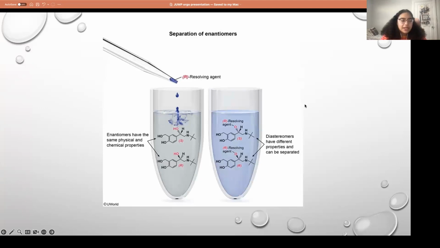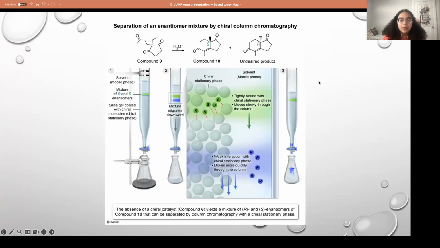Another thing they ask for is separating enantiomers. Diastereomers have different properties, so they can be separated more easily. Enantiomers often have the same physical and chemical properties. So one way is chiral column chromatography, which I think the diagram does a pretty good job of showing. Basically you have the mix of your R and S enantiomers, and you have a gel that's coated with chiral molecules, and they interact differently with a chiral solvent.